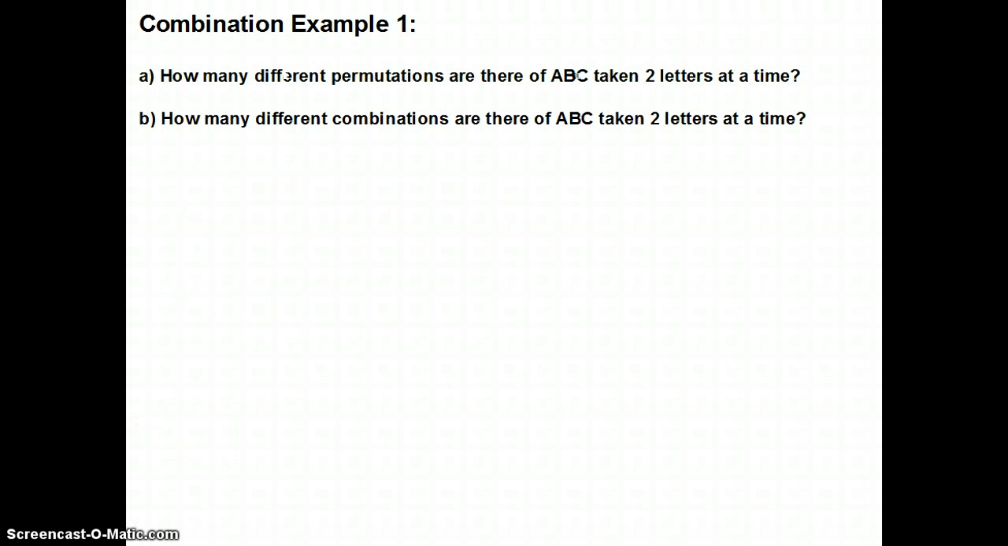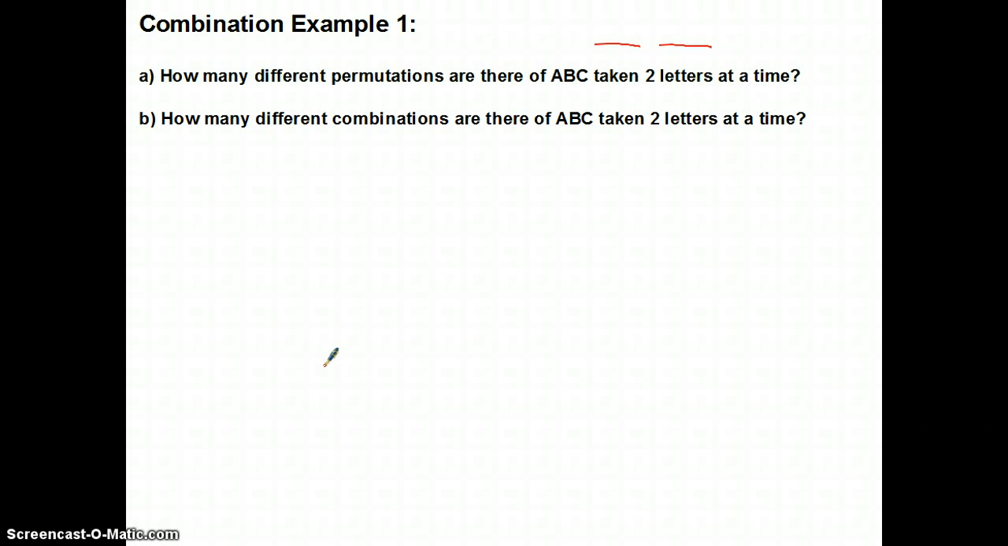So let's look at an example of a combination, and we're going to look at what a combination is by first looking at a permutation. Part A says, how many different permutations are there of ABC taken 2 letters at a time? So we have 2 different letters that we're going to pick, and we want to figure out how many different ways we can choose these 2 letters from 3 different letters.